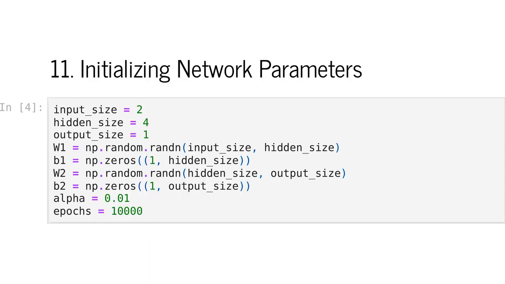Now we initialize the parameters that define our neural network's architecture and training process. We specify that our input layer has two nodes, corresponding to the two features in our data. The hidden layer will have 4 nodes, and the output layer will have a single node to produce the binary prediction. We initialize the weights connecting these layers with small random values and set the biases to 0. We also define our learning rate, alpha, which controls the size of the steps we take during gradient descent. Finally, we set the number of epochs, or training iterations, to 10,000, which determines how many times the network will see the entire dataset.